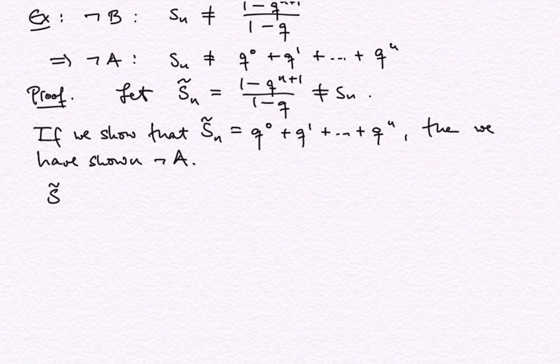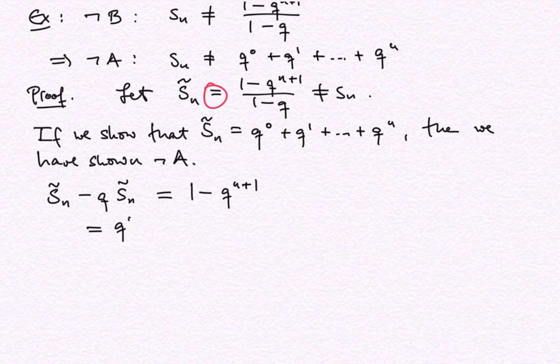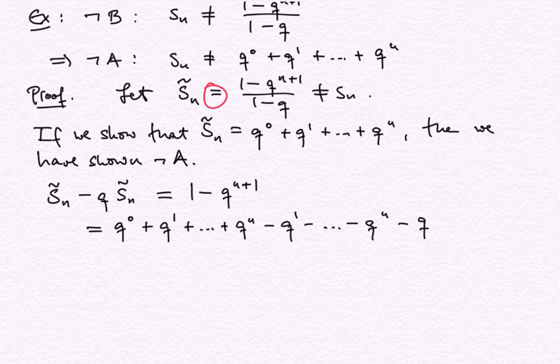So again, I'm proceeding along quite similar lines. I look at S̃n minus q times S̃n. And this now, by my assumption that S̃n is equal to this fraction, is equal to 1 minus q^(n+1). But I can certainly write 1 minus q^(n+1) in the following fashion. I can write it as q^0, that would be 1, plus q^1 plus ... plus q^n, and then I subtract that again, minus q^1 minus ... minus q^n. So I haven't done anything if I now also subtract q^(n+1).